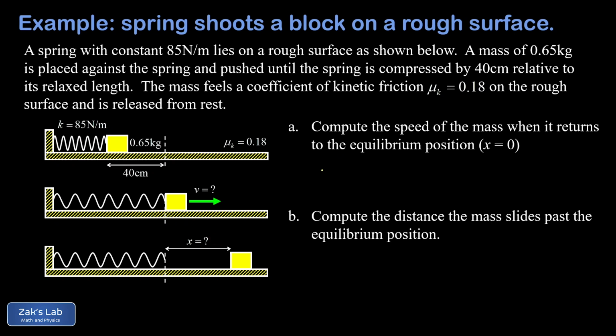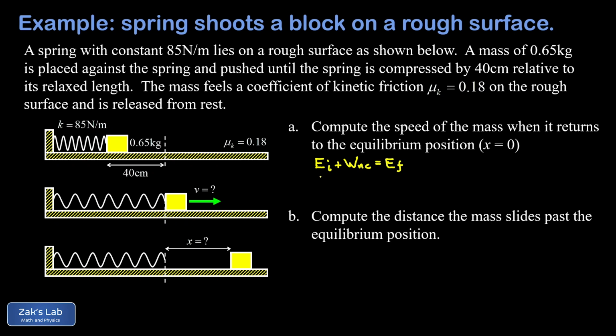So to answer part A, the speed of the mass when it returns to the equilibrium position, we're going to start from the beginning here and say that E initial plus any work done by non-conservative forces must be equal to E final. So just the basic statement of conservation of energy in the presence of a non-conservative force.